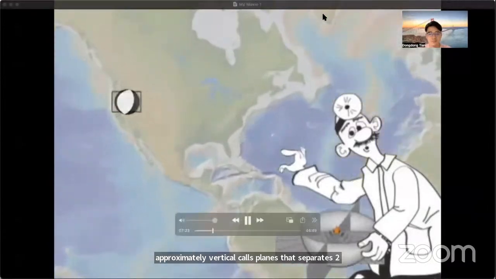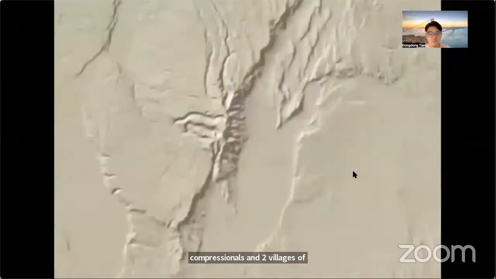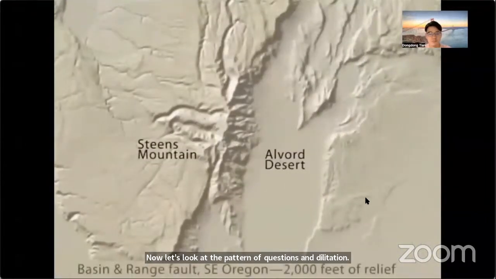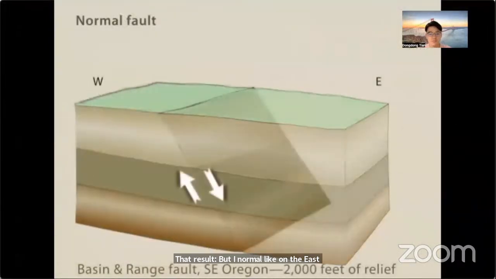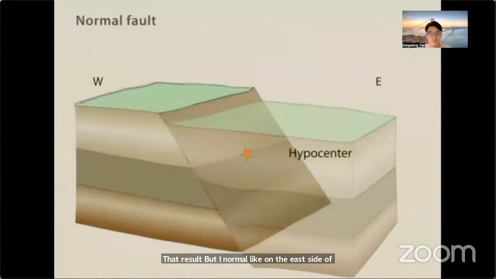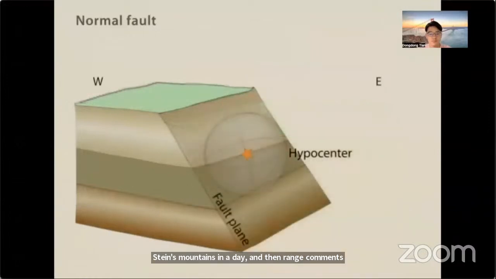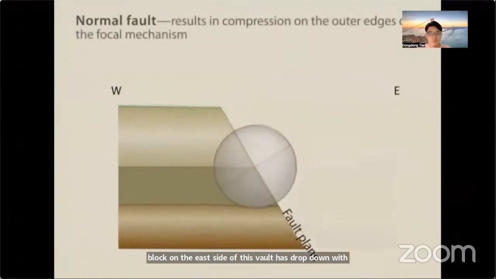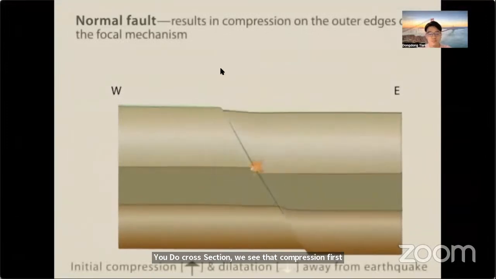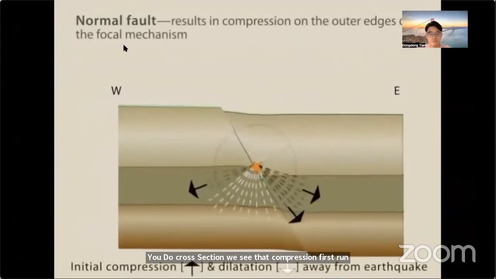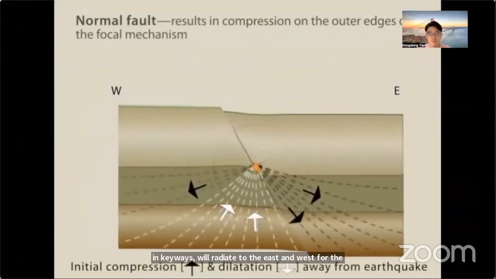Now let's look at the pattern of compressions and dilatations that result from an earthquake on a normal fault, like on the east side of Steens Mountain in the Basin and Range Province. The block on the east side of this fault has dropped down with respect to the block on the west. Viewed in cross-section, we see that compressional first-arriving P waves will radiate to the east and west from the hypocenter at shallow and intermediate downward angles.